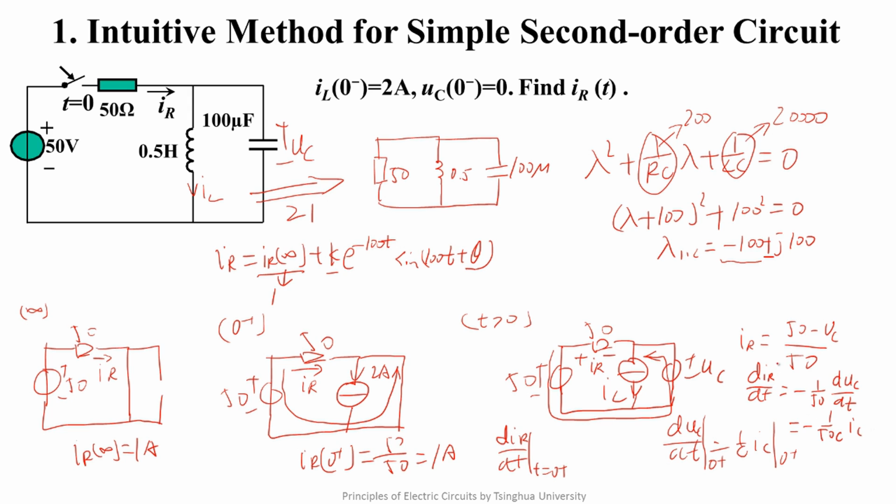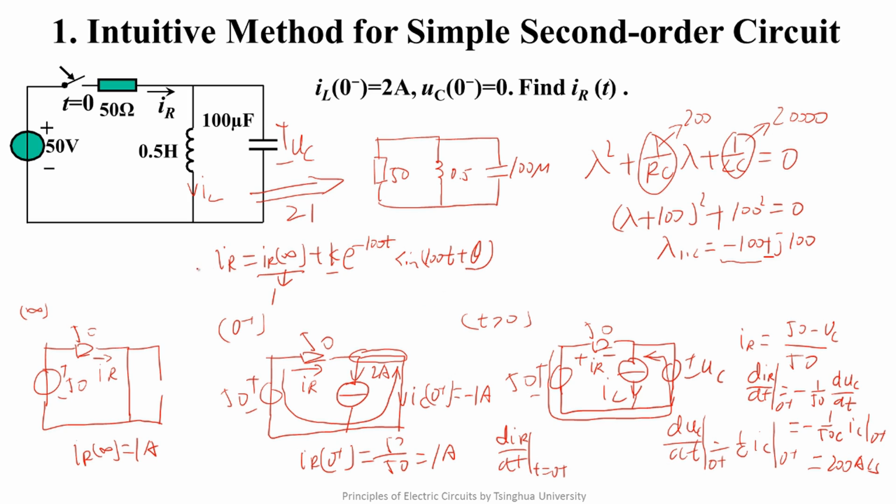That is to say, we need to go back to the previous 0 plus circuit and find the 0 plus value of iC. We use a KCL here conveniently. We can know it's 1 ampere and it's 2 ampere. Therefore, the 0 plus value of iC is equal to 1 ampere. So we know dIR/dt at t equals 0 plus equals 200 ampere per second.